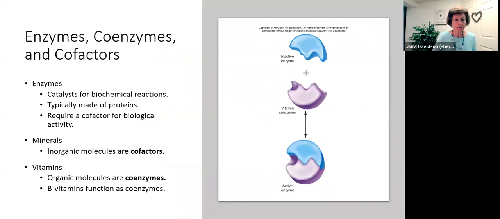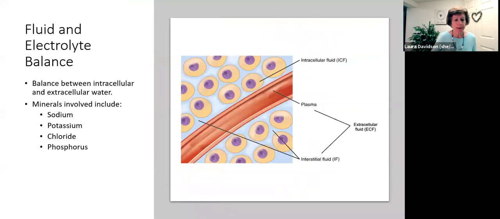As far as enzymes, coenzymes from vitamins and cofactors from minerals are essential for the action of enzymes. So vitamins and minerals are important for enzyme function. Minerals are very, very important for fluid and electrolyte balance. One of the things you probably already know, but will learn in anatomy and physiology, is that fluid is found in different compartments, and minerals are important for regulating that.